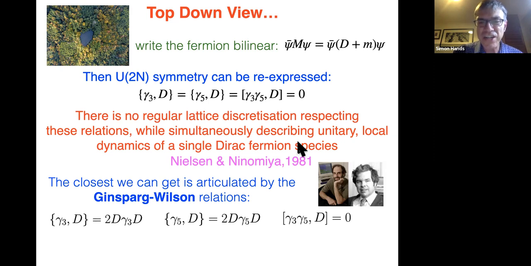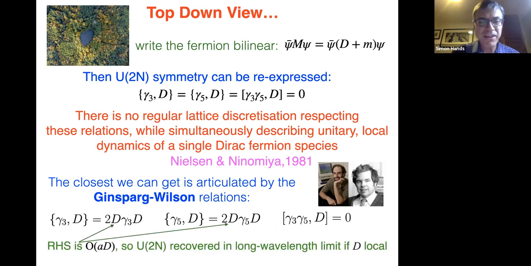On fairly strong and general grounds to do with the renormalization group, it's now believed the closest we can get to obeying these is what are called the Ginsparg-Wilson relations. In other words, we can actually break this. We can have the right-hand sides non-zero for these two. And that looks like, why would that be enough? It will be enough because the right-hand sides, which are non-vanishing, actually should vanish in the long wavelength limit, as long as this operator D is sufficiently local.